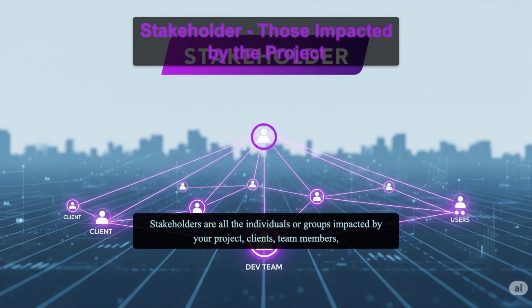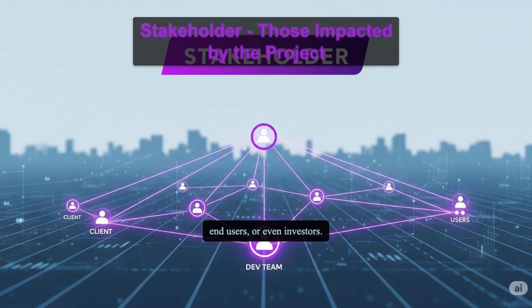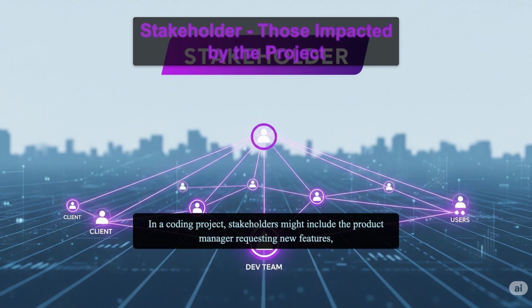Stakeholders are all the individuals or groups impacted by your project: clients, team members, end users, or even investors. In a coding project, stakeholders might include the product manager requesting new features, the QA team ensuring quality, or users expecting a seamless experience. Picture a crowd watching your progress, each with a vested interest.